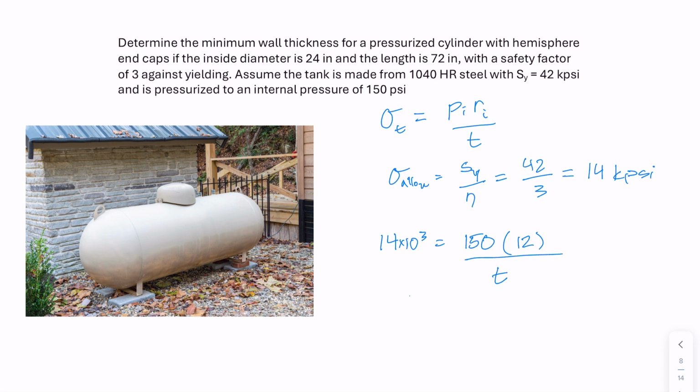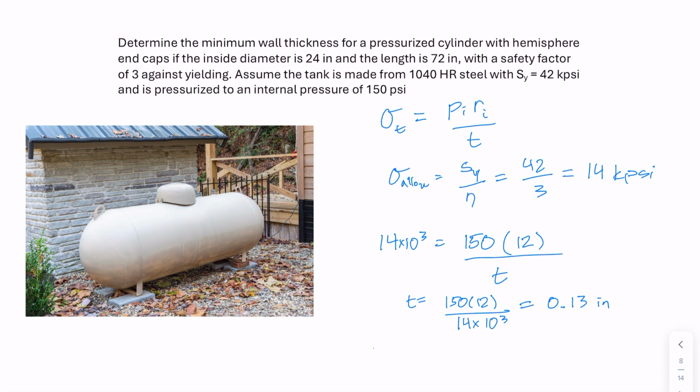Then if we rearrange that, we would have that the thickness is going to be equal to 150 times 12 all over our yield strength divided by the safety factor, which is that 14 kpsi. And from that we would get that our wall thickness would be 0.13 inches.